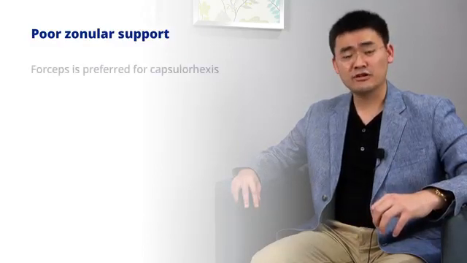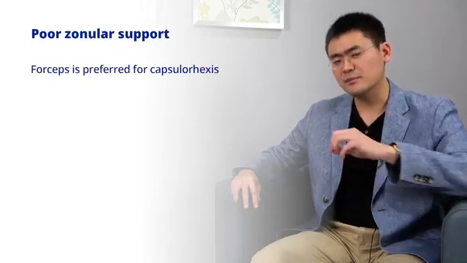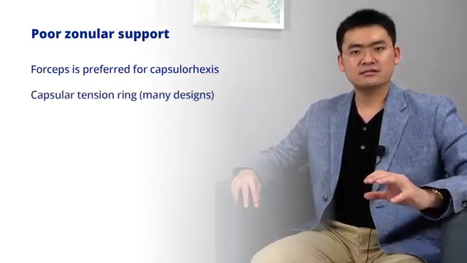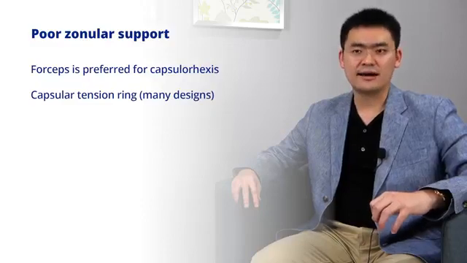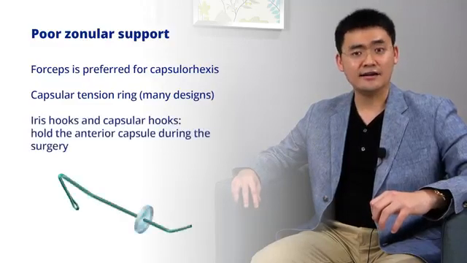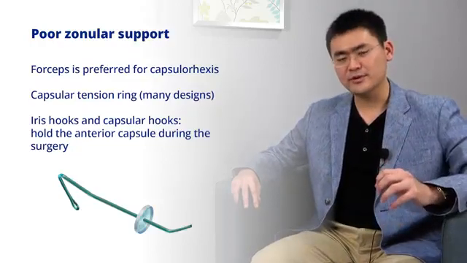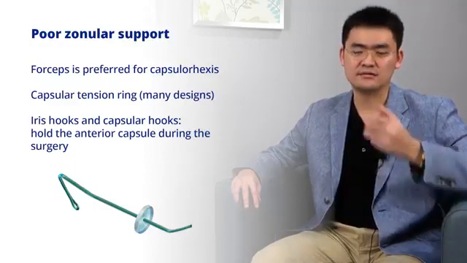Poor zonular support is another challenge. In the case that has poor zonular support, forceps is also preferred over cystotome because it's going to be easier to control to open the tear. A capsular tension ring can help, and we have many styles of capsular tension rings. Iris hooks can also be helpful during the surgery, not just to open the pupil up, but also to hook the anterior capsule of the lens to hold the lens in place.